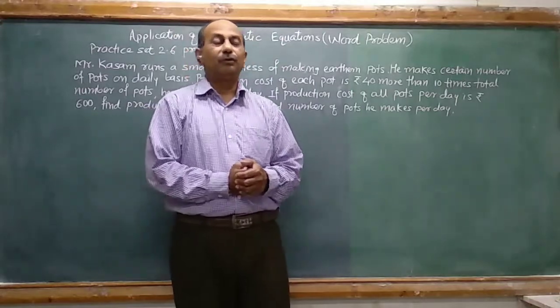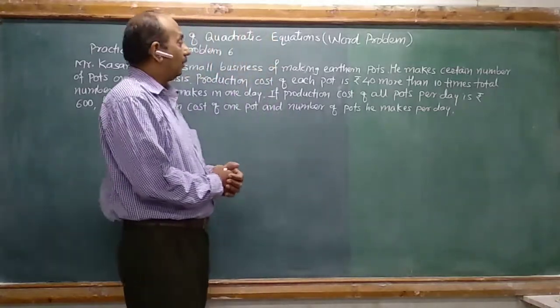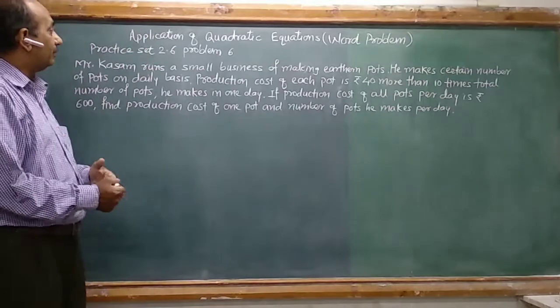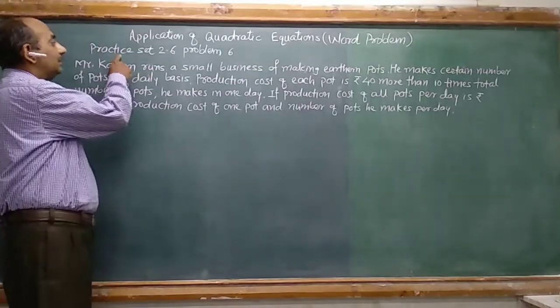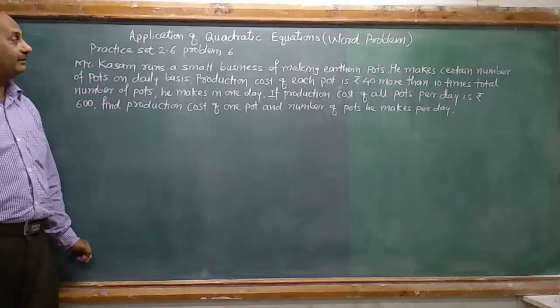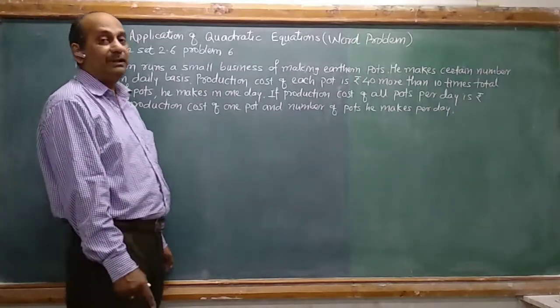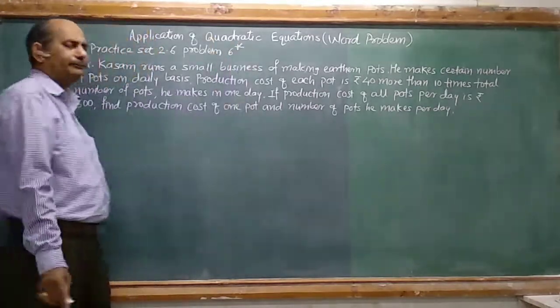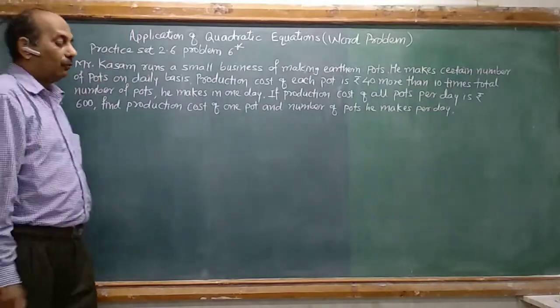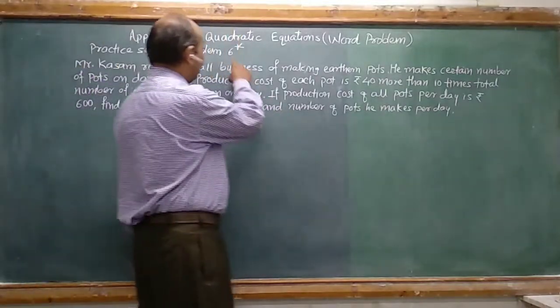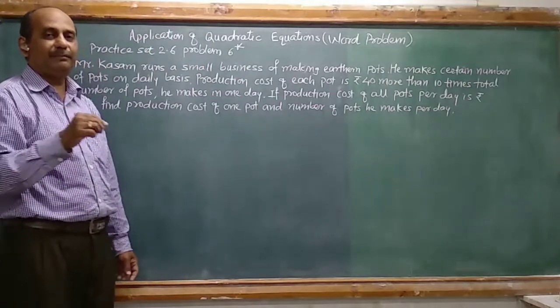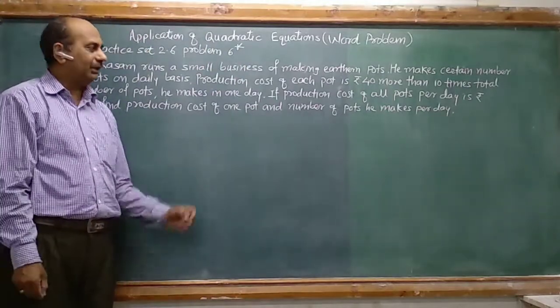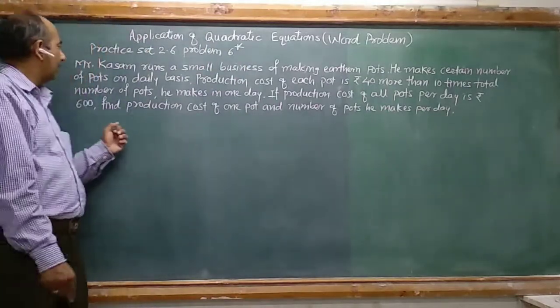So here we will consider word problems, and for this purpose I have considered practice set 2.6, and your problem is 6, which is marked as a star. Whatever problems are marked as star, these are a little bit tricky problems. So we consider the first one.